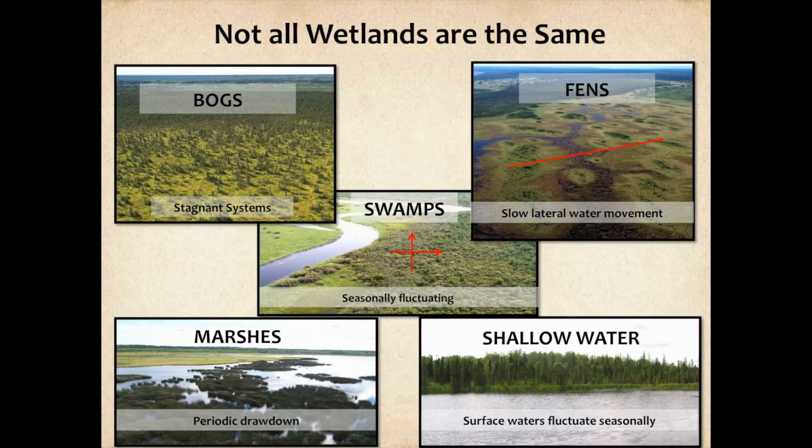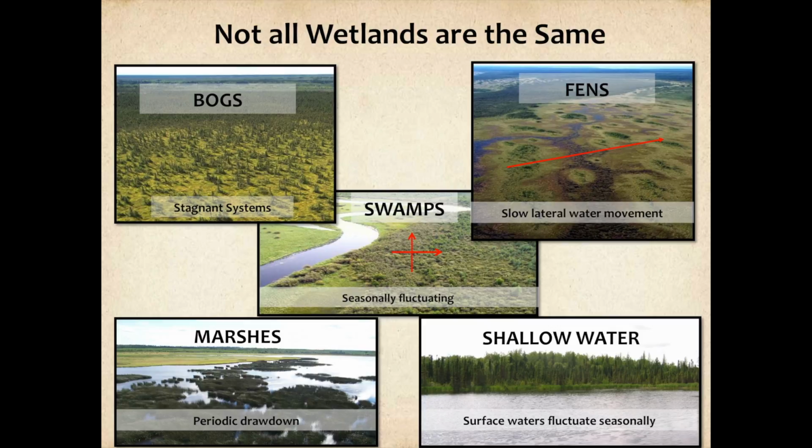There's going to be more movement of water vertically and horizontally. Then we have the two classic wetlands that most people are familiar with: marshes, which are periodically drawn down. They typically dry out on a regular basis. That's why vegetation gets established in the middle of the water through the drawdown cycle. And then the shallow water systems have surface waters that fluctuate on an annual, semi-annual, or seasonal basis for a variety of reasons.